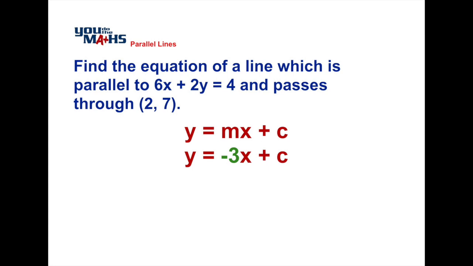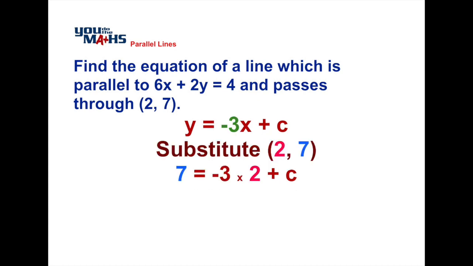We'll substitute in the point (2, 7) which has been given to us, remembering that 2 is the x value and 7 is the y value. So we'll place those in the respective parts of the equation. We can see here we've put 2 where the x is and multiply that by negative 3, and 7 in blue where the y value was. And that gives us 7 equal to negative 6 plus c.